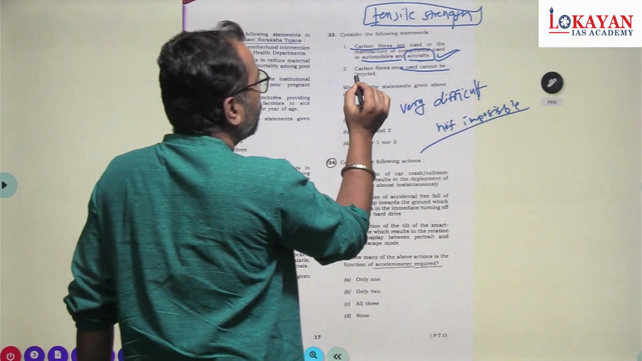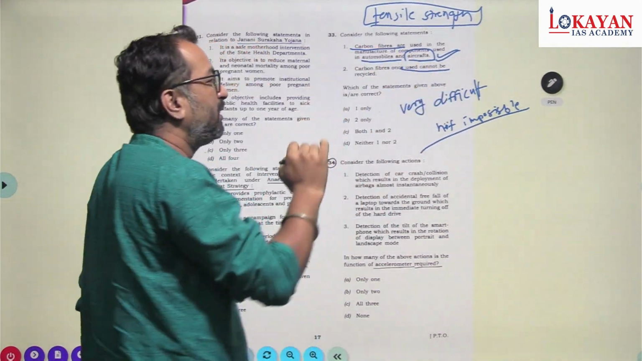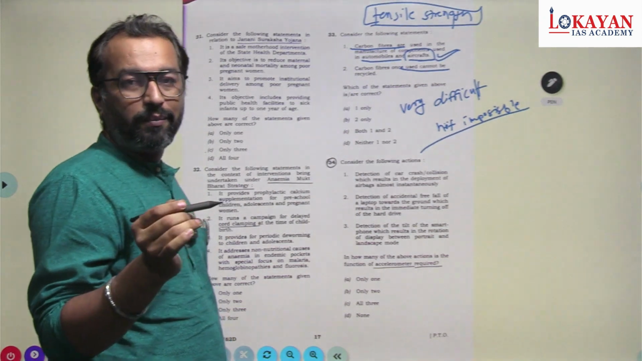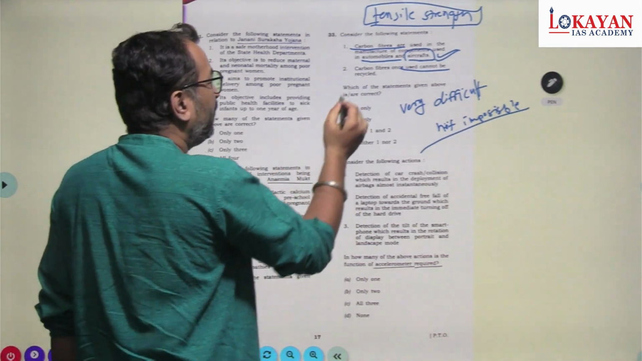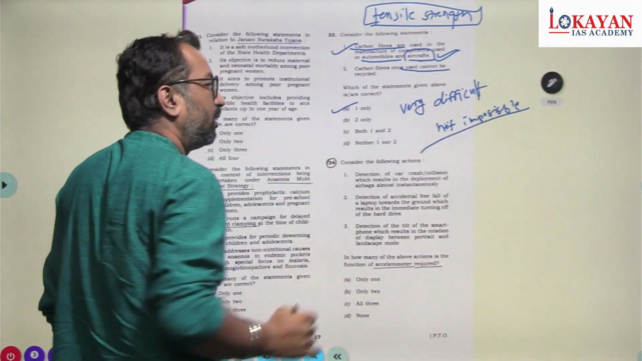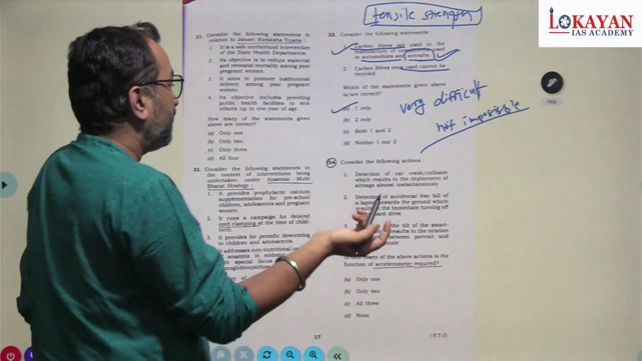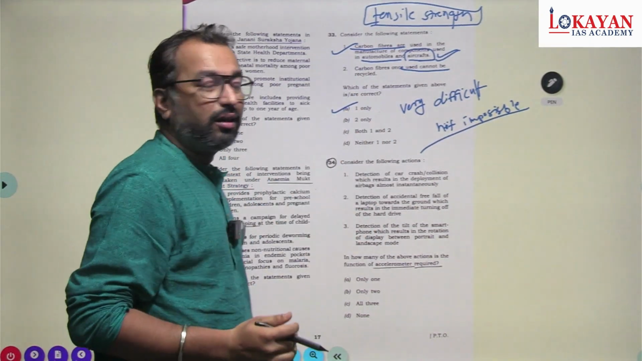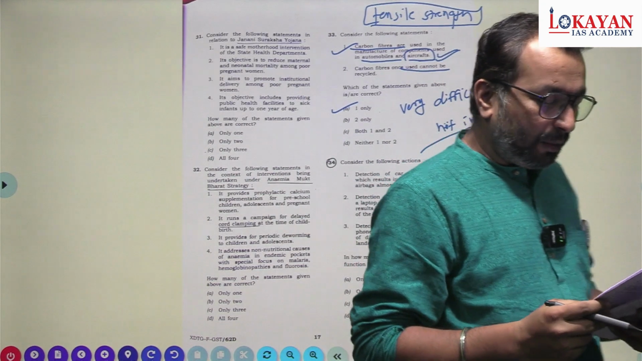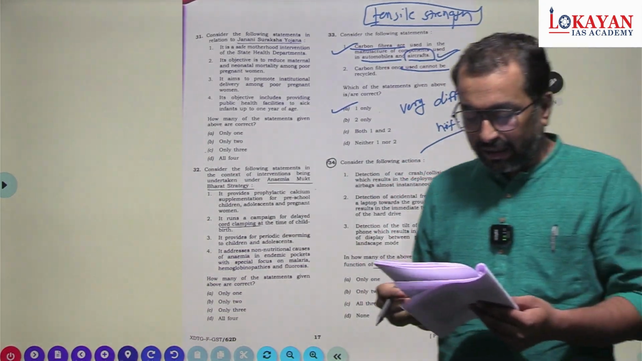But this second option says carbon fibers once used cannot be recycled. It is an extreme statement. So my verdict is only statement 1 is correct, right? Some keys may say that both are correct, but the second one is an extreme statement. So option number A is correct.